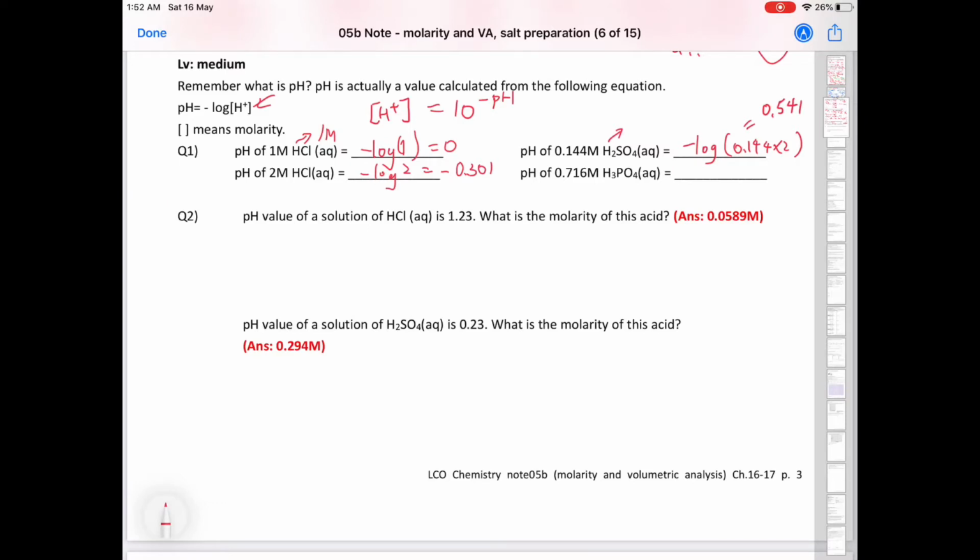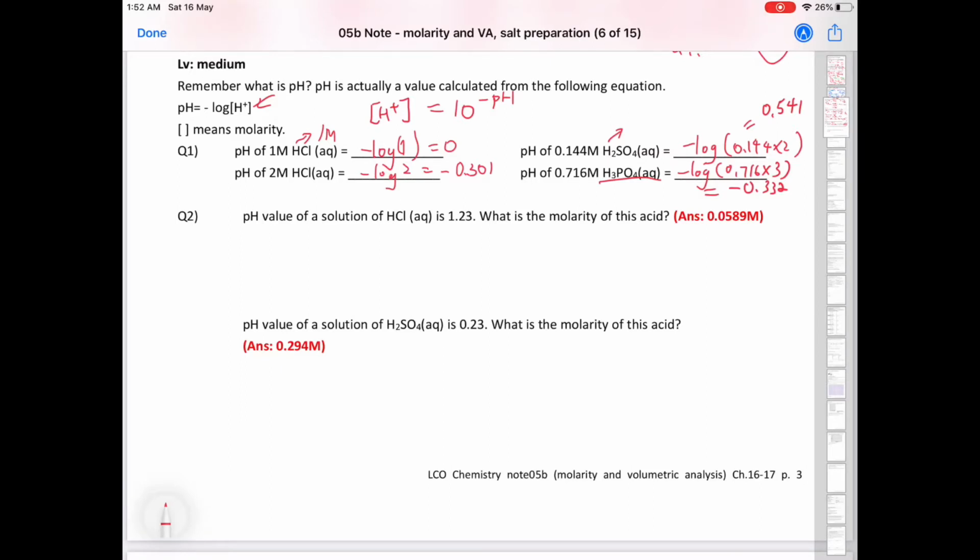That is 0.541. And similarly, for this phosphoric acid, it is a tribasic acid, so you have to multiply its concentration in molarity by 3 first in order to calculate the correct answer. So it should be equal to 0.332 negative. Is it clear of how you can do this kind of calculation?